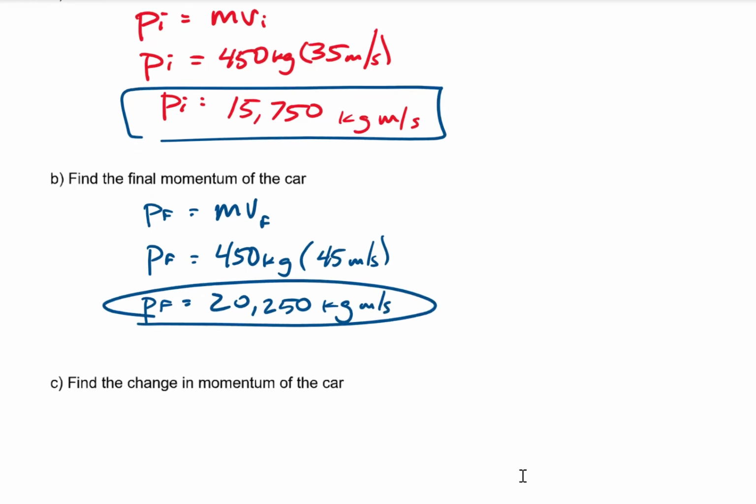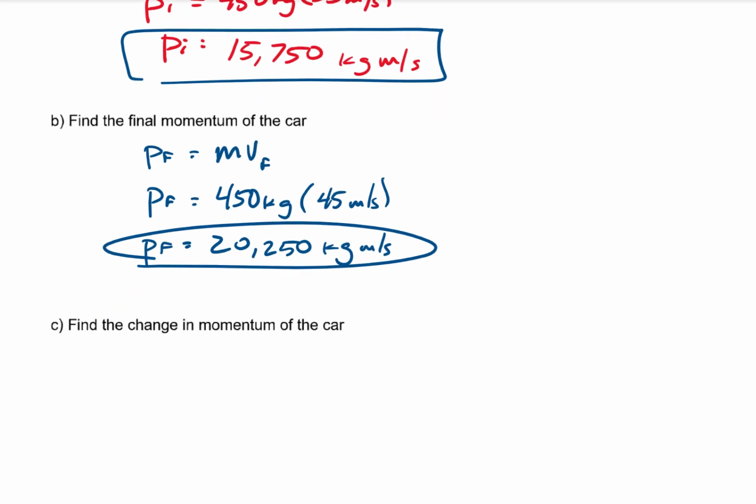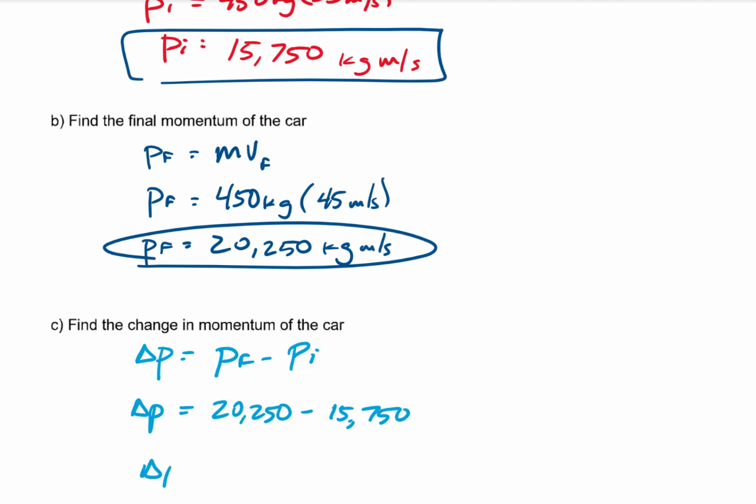So now I have my initial and final momentums. I want the change in momentum of the car. Well, change in momentum is final momentum minus initial momentum. So 20,250 minus 15,750. Subtract those, and I end up with a change in momentum of 4,500 kilogram meters per second.